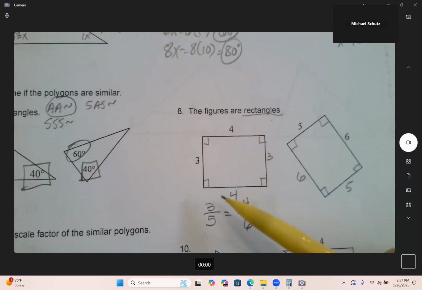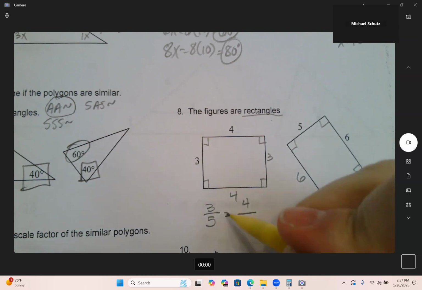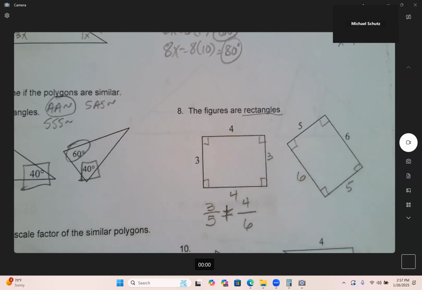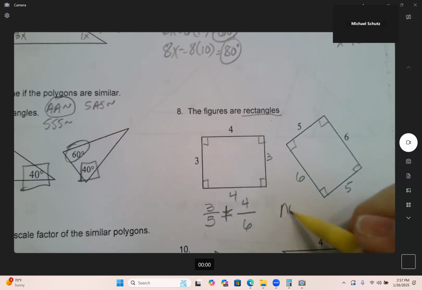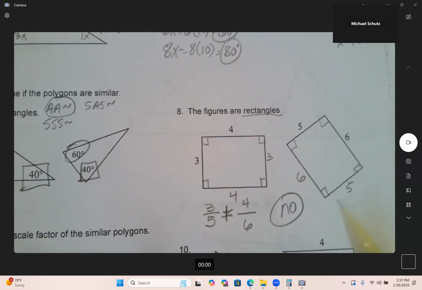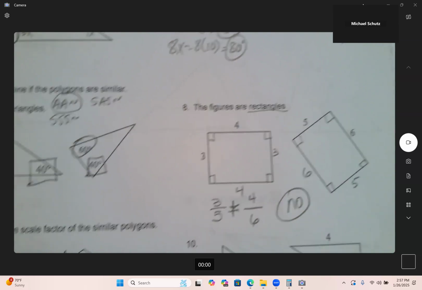Well, 3/5 is 0.6 as a decimal. 4/6, 4 divided by 6, is 0.66666. So these are not equal. So this is no. Even though the corresponding angles are equal to each other, the ratio of the corresponding sides are not equal to each other. So we cannot say that these two rectangles are similar to each other.